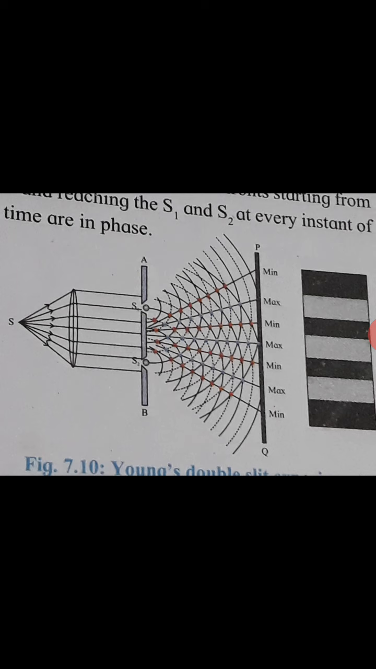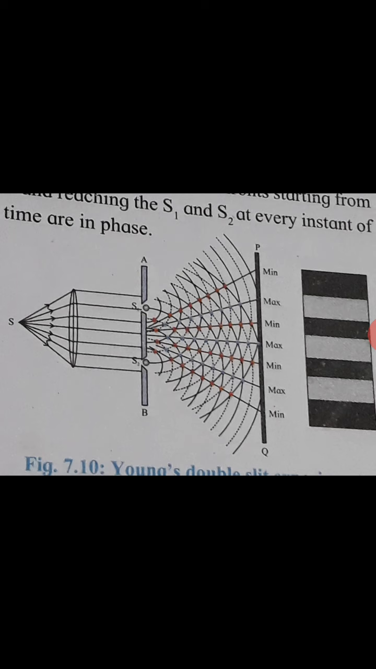So due to this convex lens, we'll get the parallel plane wavefront of the light, when this wavefront will be incident on the slits S1 and S2. Here, on this AB, you can see the slits S1 and S2. Why do we need these two slits?